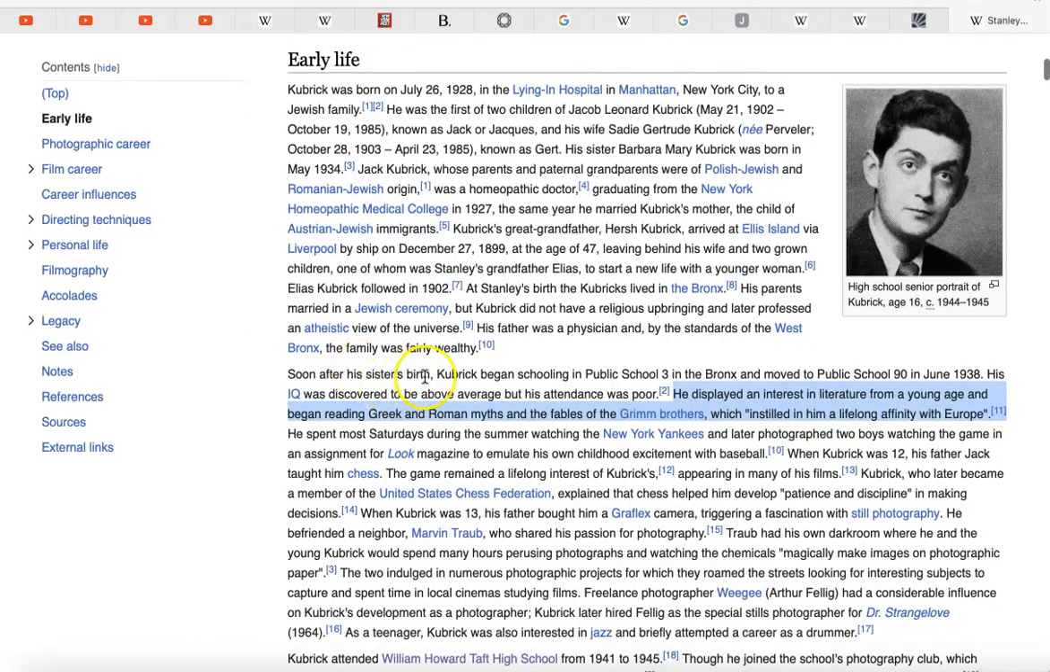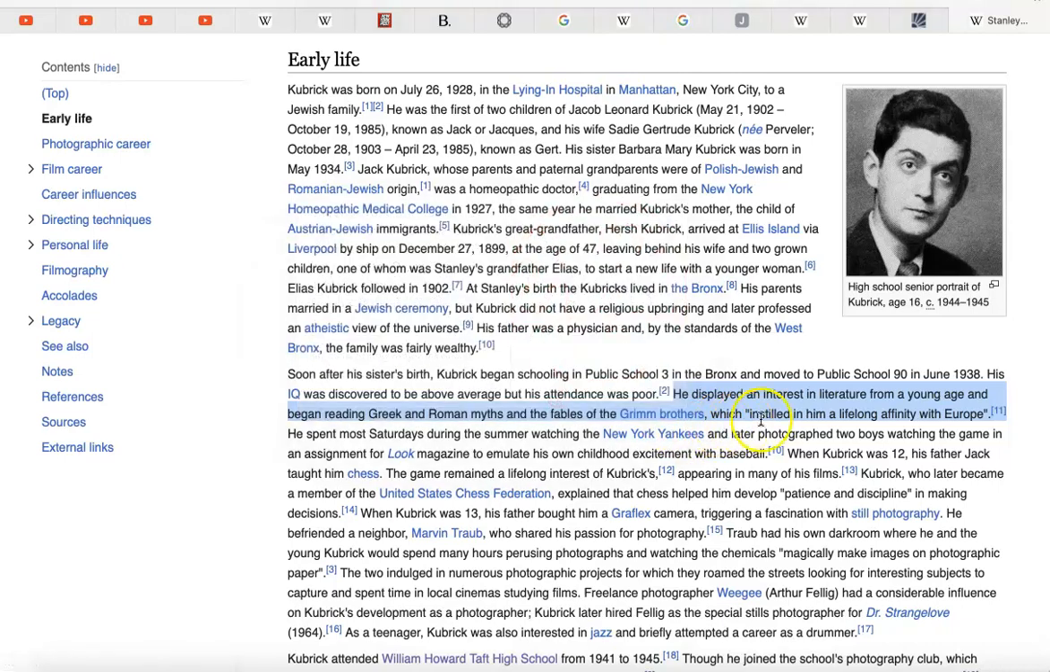Soon after his sister's birth, Kubrick began schooling in Public School 3 in the Bronx and moved to Public School 90 in June 1938. His IQ was discovered to be above average, but his attendance was poor, so he didn't like school, just like I didn't.